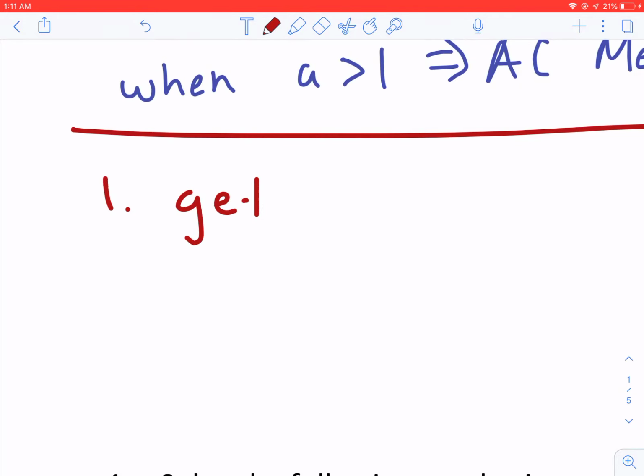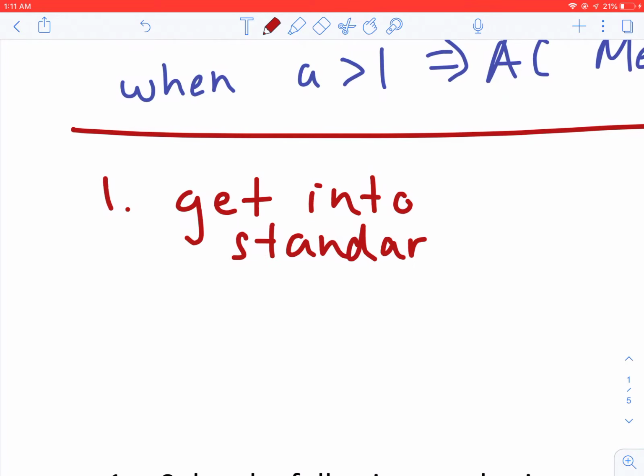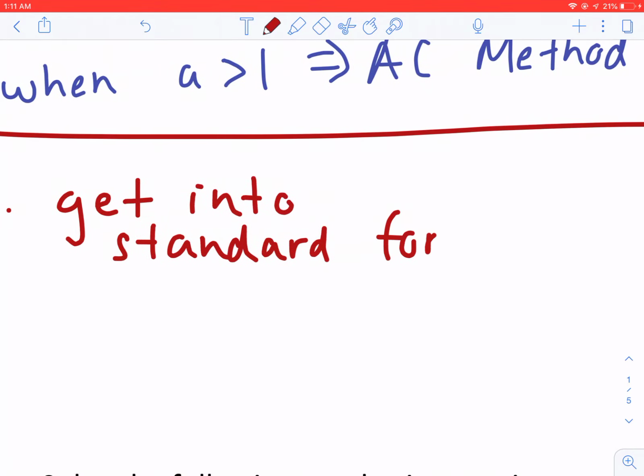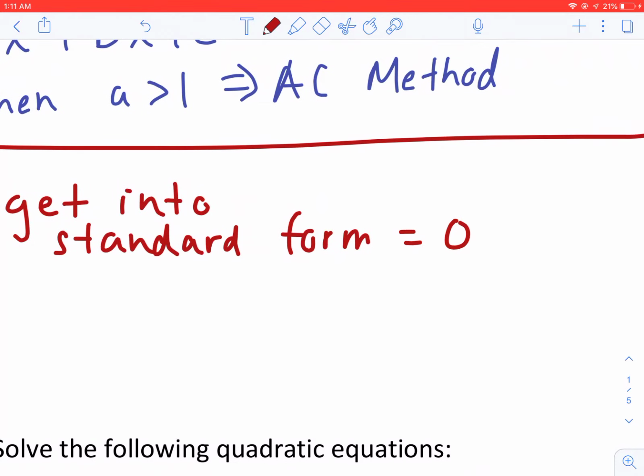So get into standard form and have the standard form equal 0.